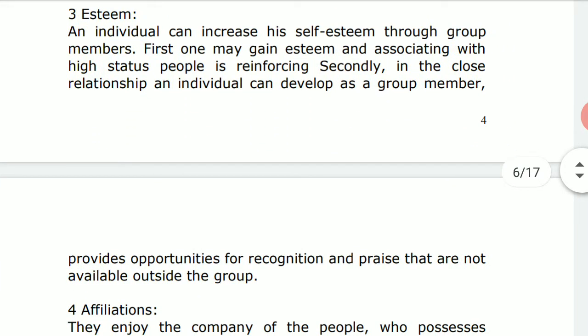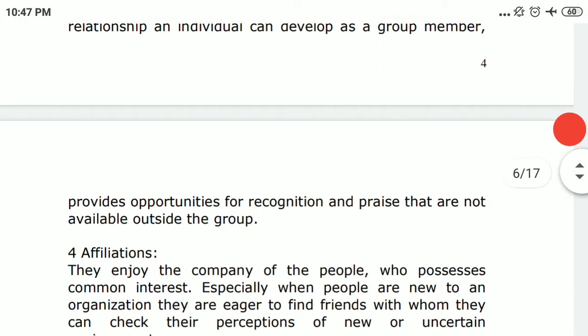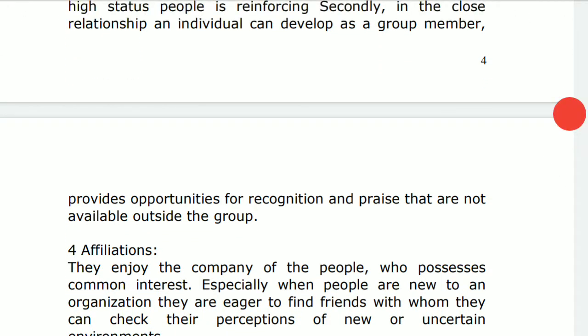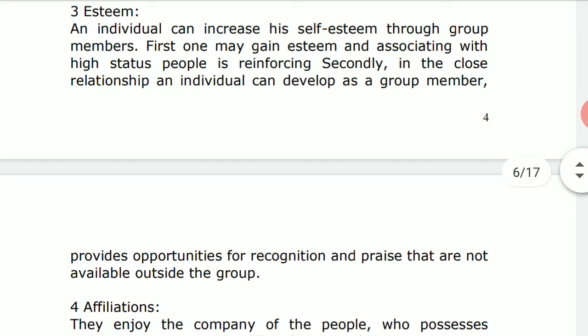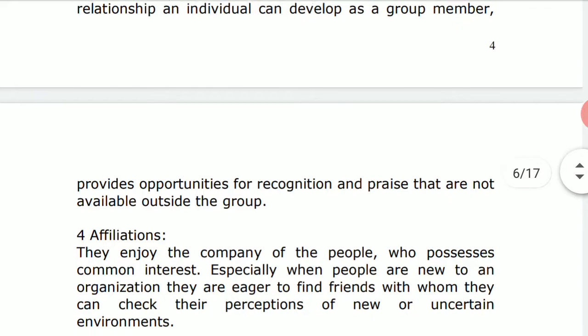That means when we join the group, we feel proud about joining the group, we feel recognized about being in the group, right? And we feel okay and we feel good that we are a part of this group. So what happens is we can get the praise, we can get the recognition if we are in the group, and that is why it increases the self-esteem.